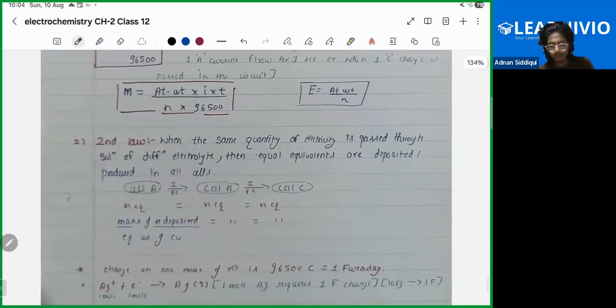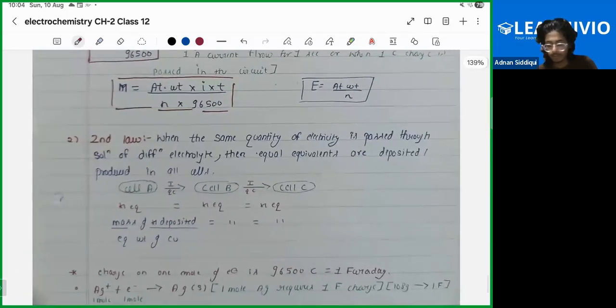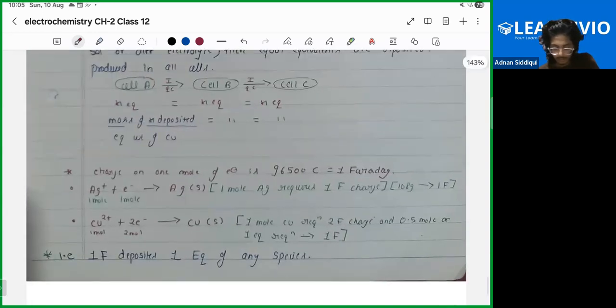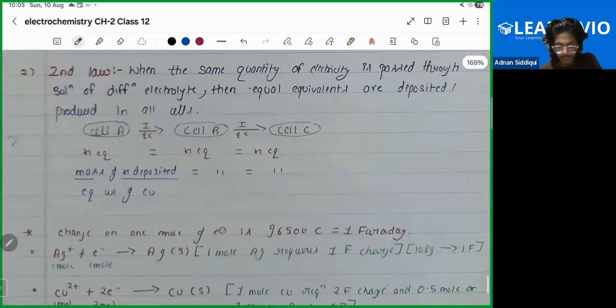What is the second law, sir? The second law says that when the same amount of electricity is passed through different electrolytes, an equal number of equivalents will be deposited or produced in each cell. If you give the same electricity to different cells, different electrodes, the same amount will be deposited and liberated. That's it. Cell A, cell B, cell C: if you provide the same amount of electricity, the same equivalent of mass will be liberated or dissociated.